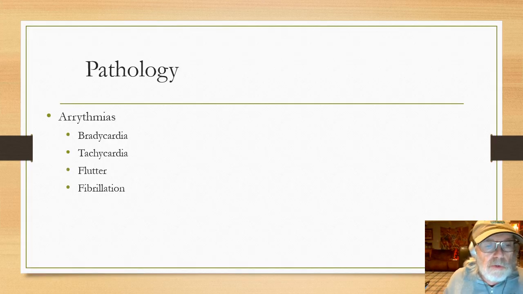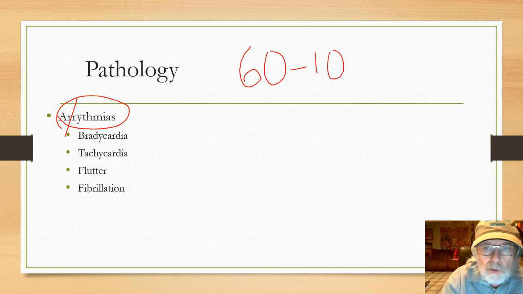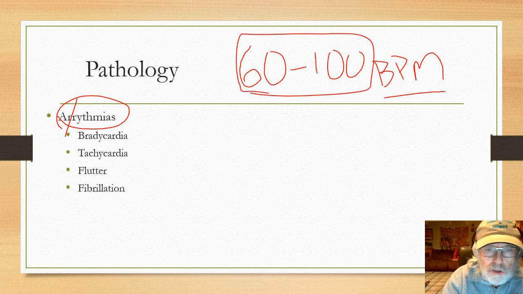First of all, the first thing we want to talk about is a word called arrhythmias. What arrhythmia means is A means without, and rhythm means without rhythm. When we look at the heartbeat with an electrocardiogram, the beats should be between 60 and 100 beats per minute. That's the normal range of the heart rate. If it's too low, that's what we call a bradycardia. If it's too high, that's what we call a tachycardia.